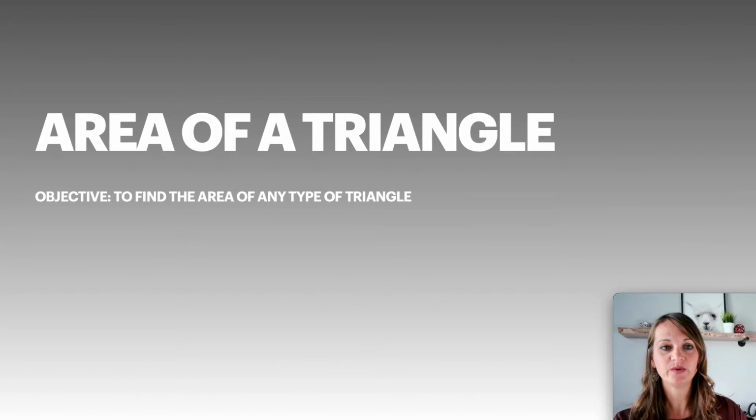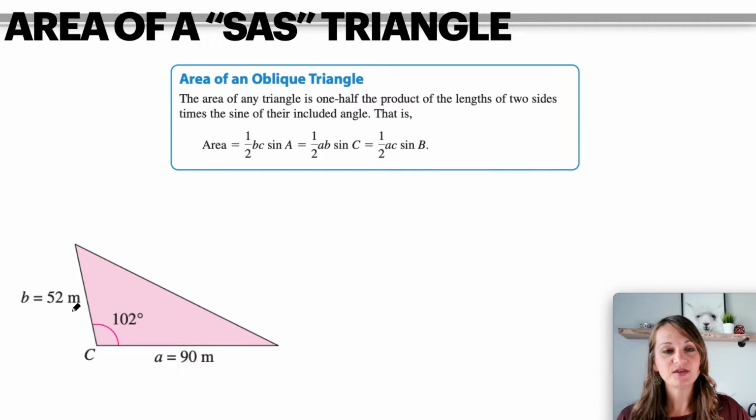In this video, we will be discussing the area of a triangle and how to find the area of any type of triangle, not just a right triangle. So let's say you have a side angle side triangle, which is where you have two sides and the angle that is in between those two sides. You can actually find the area using one of these formulas.